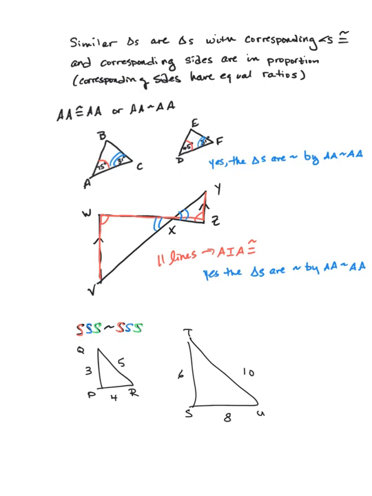You may want to use highlighters for this. I'm going to color code it. Small to small, medium to medium, largest to largest. Let's look at these ratios. I have 3 to 6, then I have 4 to 8, and then I have 5 to 10. Are these ratios all equal? Well, yes, they are. So triangle QPR is similar to triangle TSU by side, side, side, similar to side, side, side.